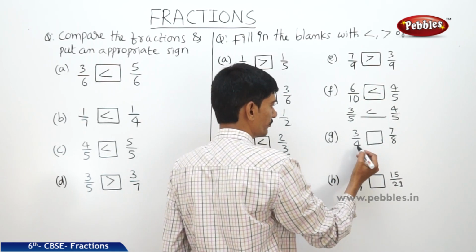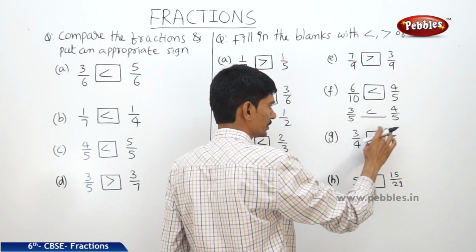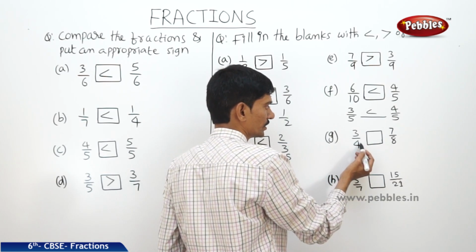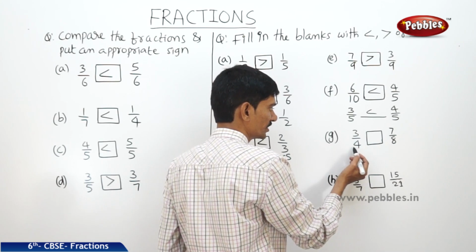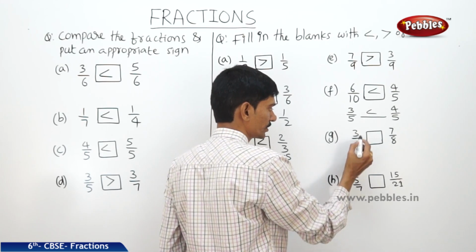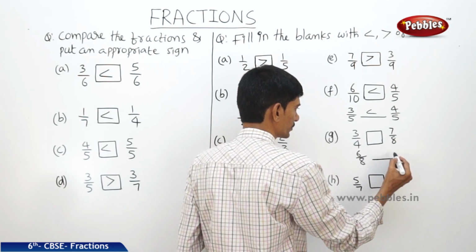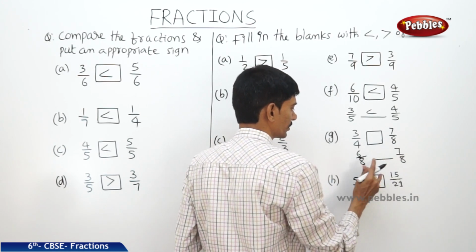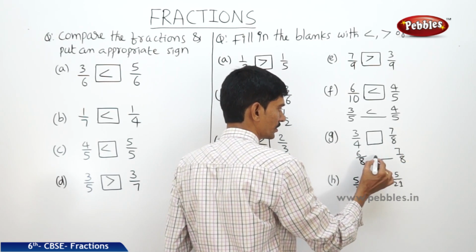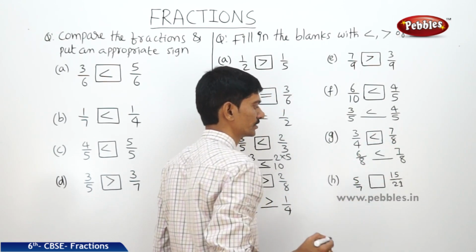Next 3 by 4 dash 7 by 8. Here the numerators are not equal and the denominators are not equal. So we can write the equivalent fraction of 3 by 4 with the denominator 8. Multiply both numerator and denominator by 2. So 3 2s are 6, 4 2s are 8, dash 7 by 8. Now the denominators are equal. So 6 is less than 7, then 6 by 8 is less than 7 by 8. So even 3 by 4 is less than 7 by 8.